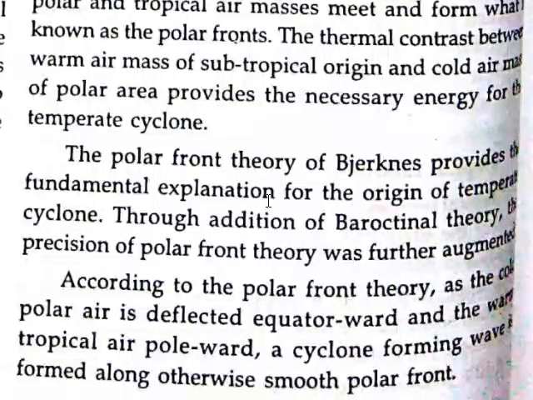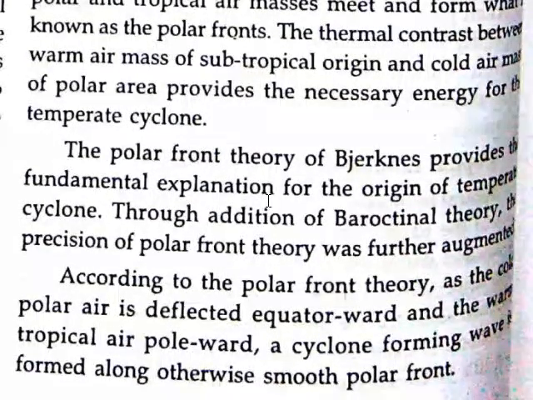The polar front theory of Bjerknes provides the fundamental explanation for the origin of temperate cyclones, though the addition of baroclinic theory further augmented the precision of the polar front theory. According to the polar front theory, the cold polar air is deflected equatorward and the warm tropical air poleward, and a cyclone-forming wave is formed along an otherwise smooth polar front.